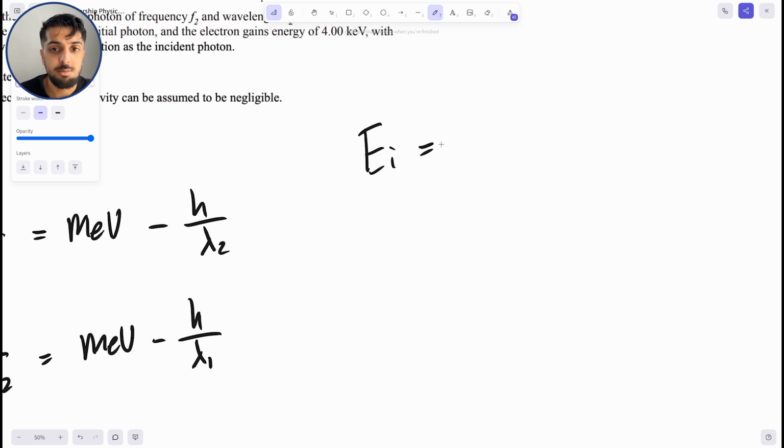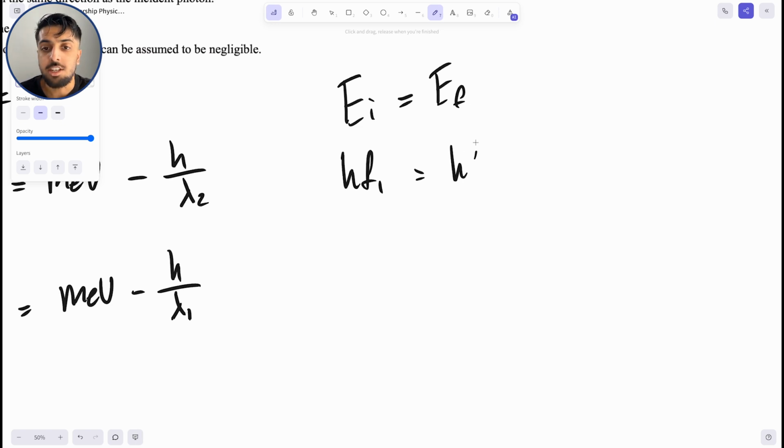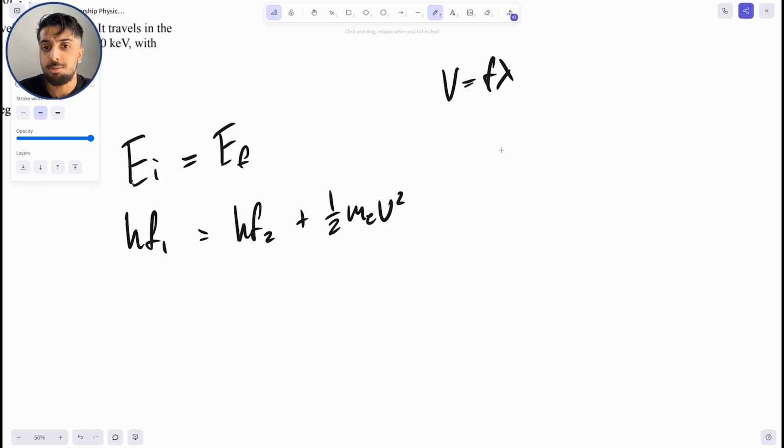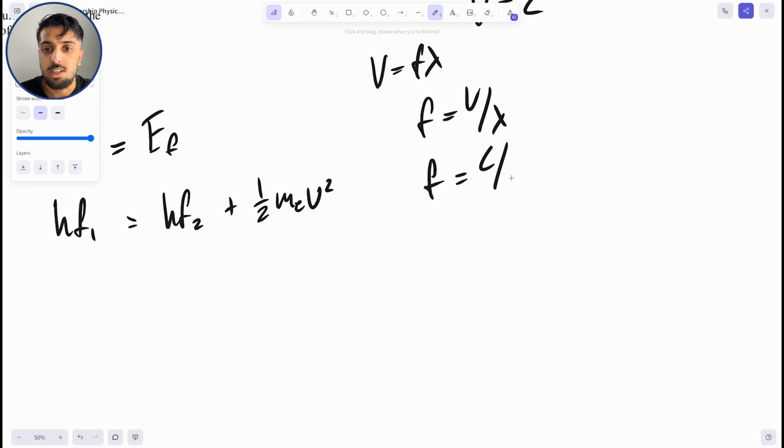So our energy initially must equal our energy finally. The energy of a photon is E equals hf, and therefore the energy initially is hf1, and that's equal to hf2 plus half m_e v squared. So that's the kinetic energy of the electron, and these are the energies of the photons. As we know, v is equal to f lambda, and f is equal to v over lambda, and velocity in this case is equal to c, the speed of light. And so f is equal to c over lambda.